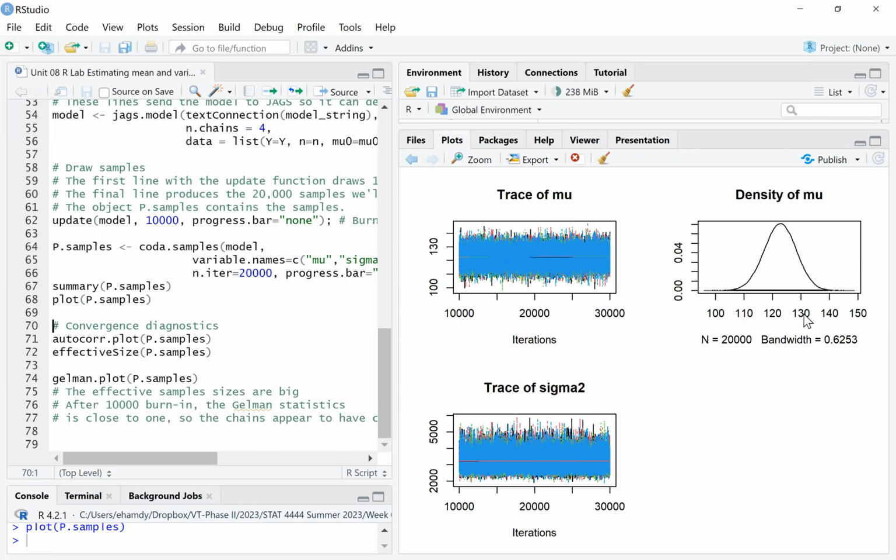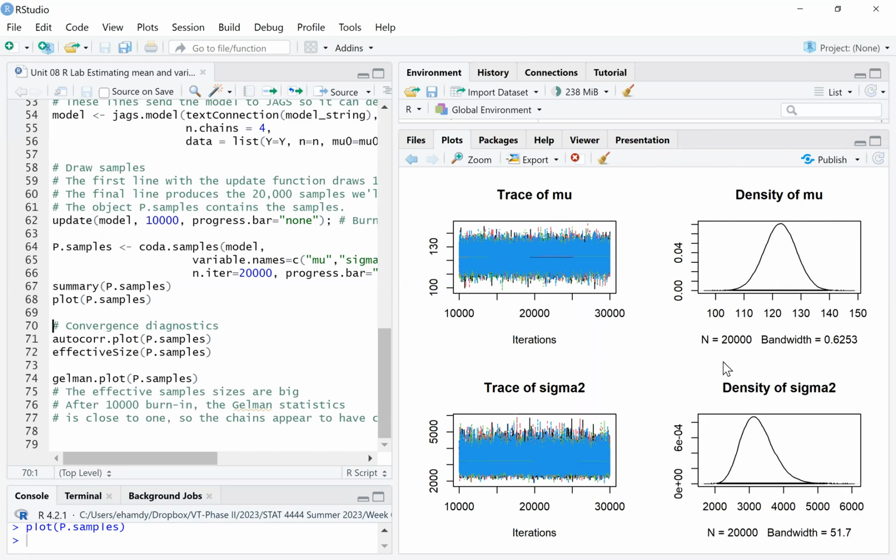And this is a graphical representation of the posterior distribution of mu. And here we have the graphical representation of the posterior distribution of sigma square. See, it is a little bit skewed to the right because sigma square follows an inverse gamma distribution. But this one follows a normal distribution. This is why it is normally distributed, bell-shaped and symmetric.